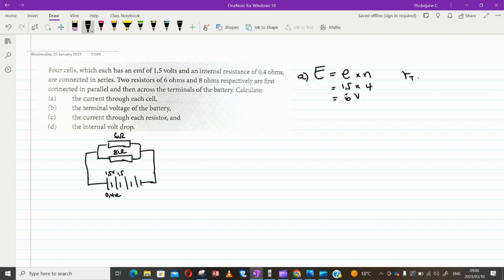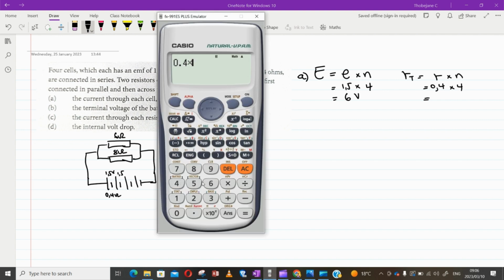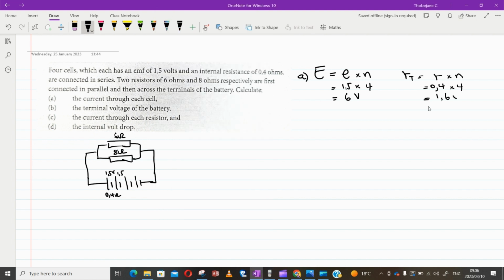We also need to calculate our total internal resistance, r multiplied by N, and our resistance is 0.4 multiplied by 4. And this should give us what? 0.4 multiplied by 4. The total internal resistance is 1.6 ohms.